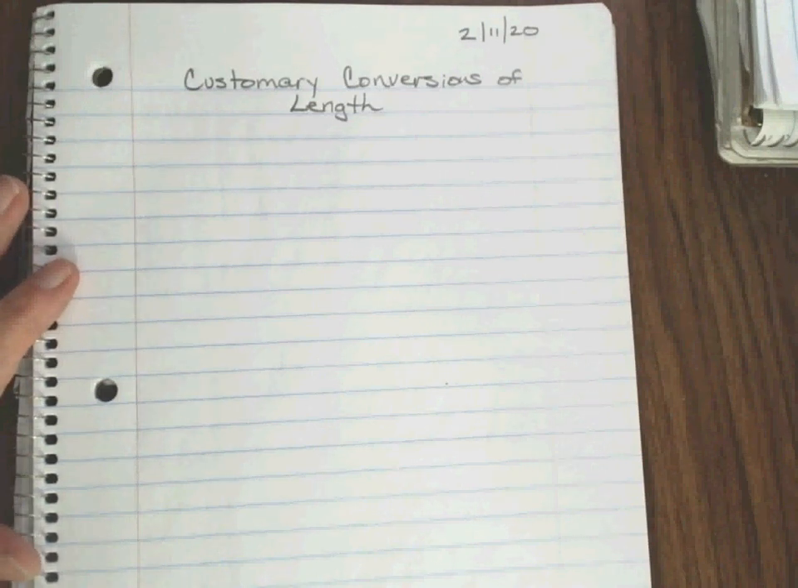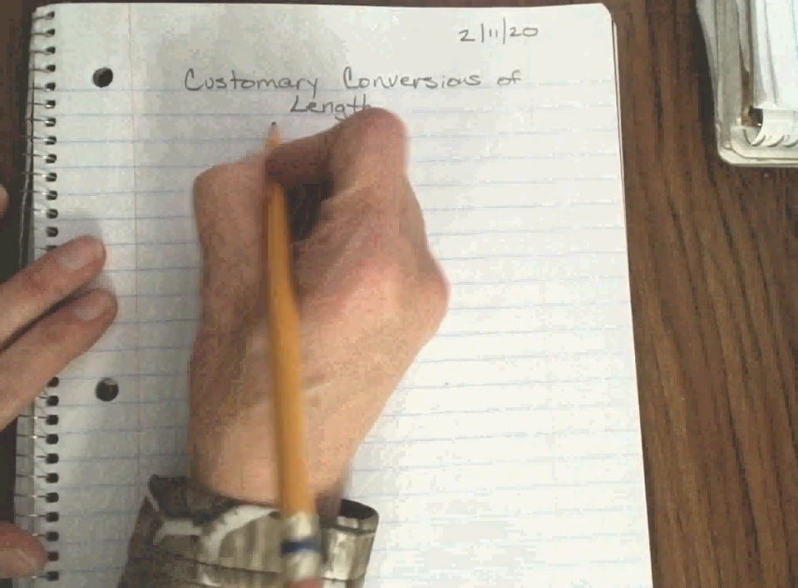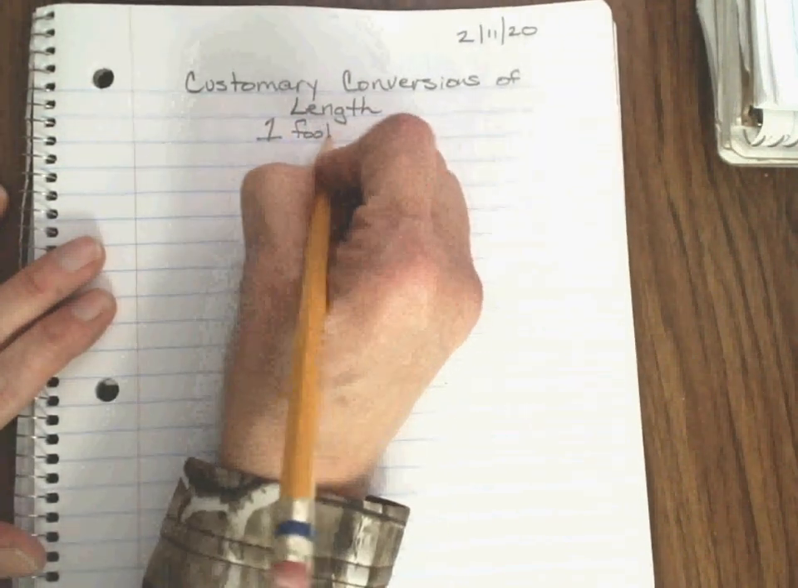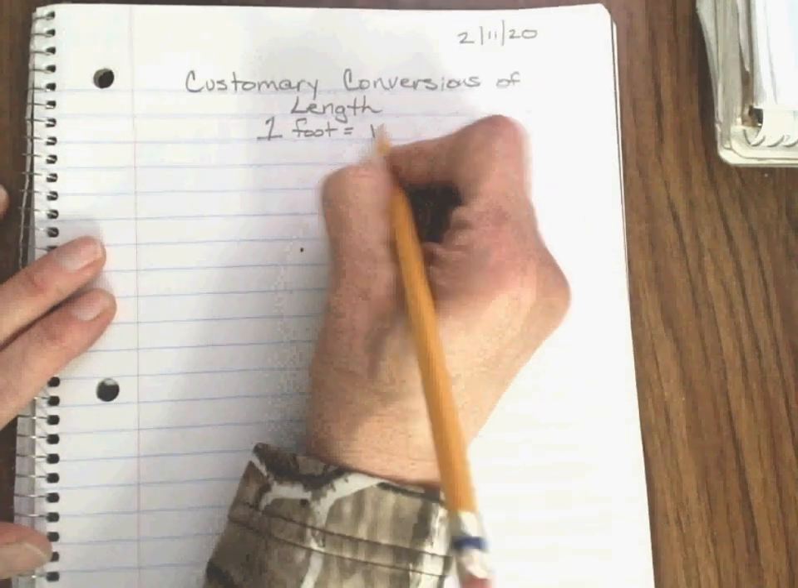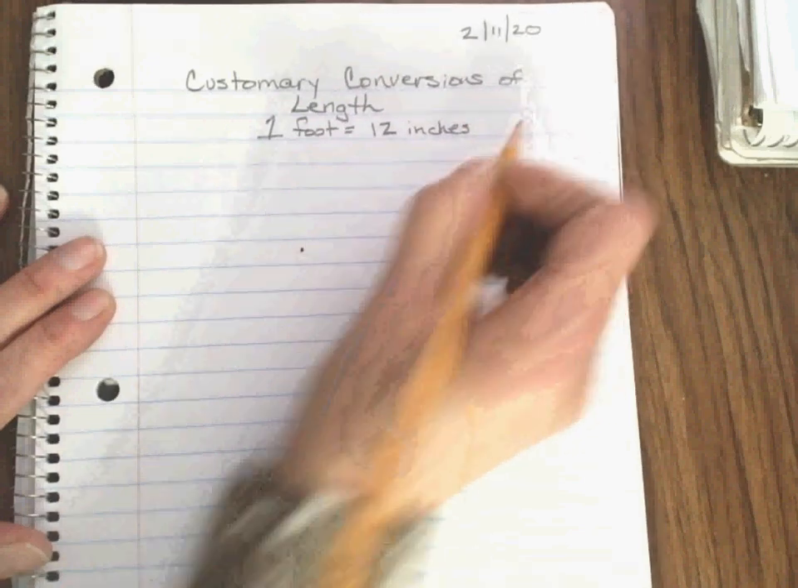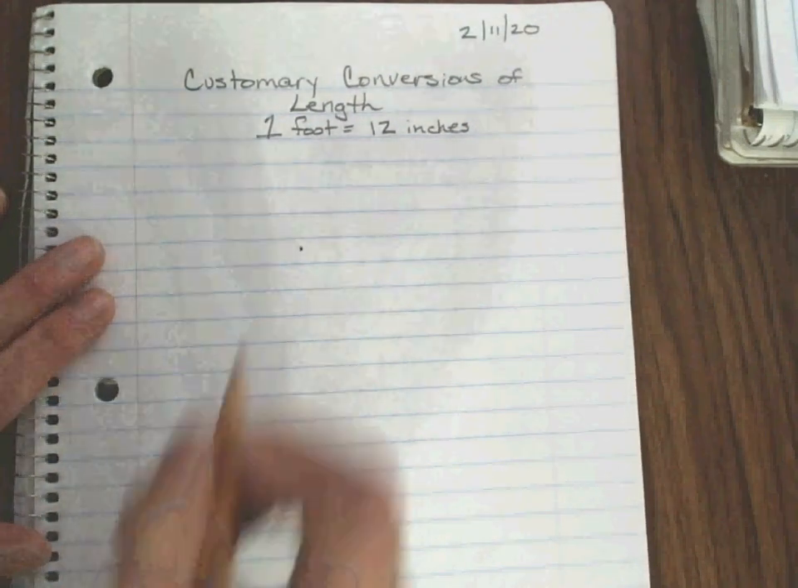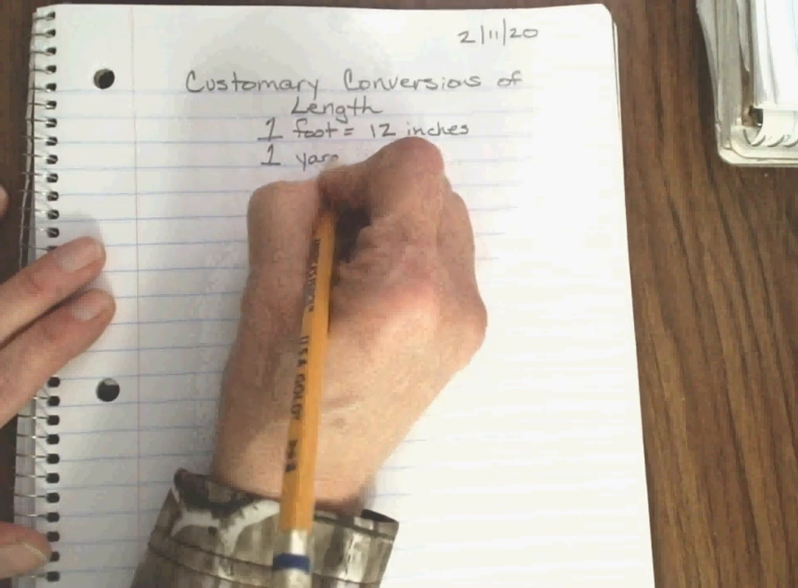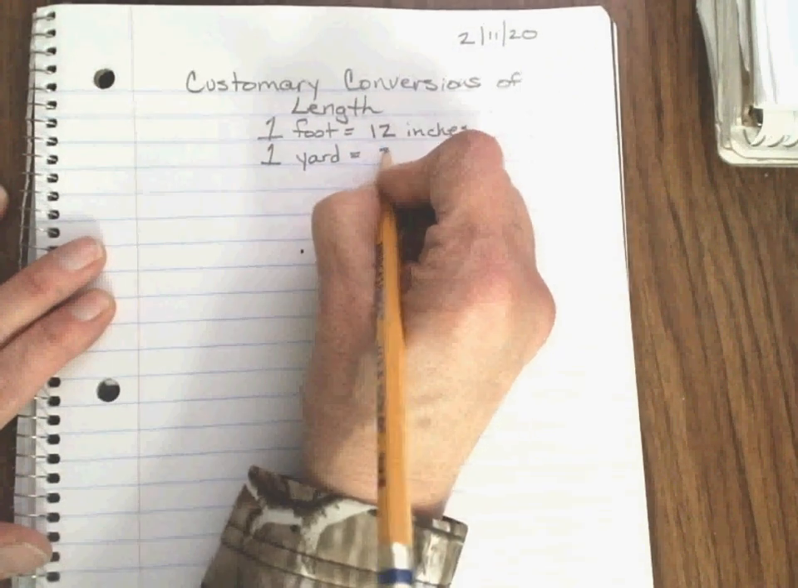Now, when I talk about customary conversions of length, I'm talking about converting feet into inches. 1 foot is 12 inches. 1 yard equals 3 feet.